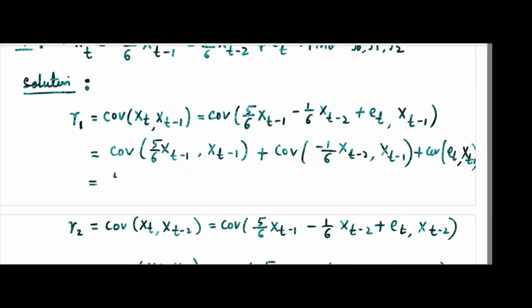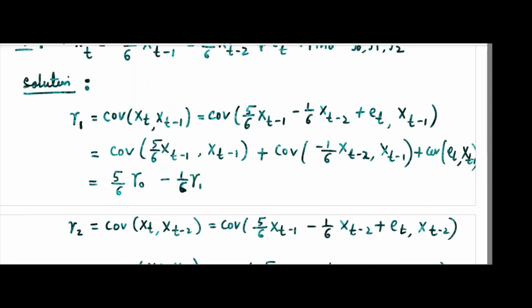Now 5 by 6 you can take out. When you find covariance of xt minus 1, xt minus 1, they are the same point. If you have the same point, then it will be gamma naught, you remember. Then the second one will be minus 1 upon 6. Here xt minus 2, xt minus 1. See the lag here, the difference between the time points. There is one time lag, t minus 2, t minus 1. So you have to write gamma 1.